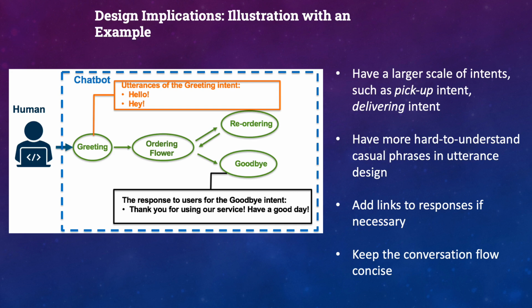Now, I want to illustrate these design implications with our example. First, there are 4 intents in the flower ordering chatbot. The scale of the flower ordering chatbot may be too small to fulfill users' demands. The designer should expand the functionalities of the chatbot and add more intents, such as pickup intent, delivering intent.